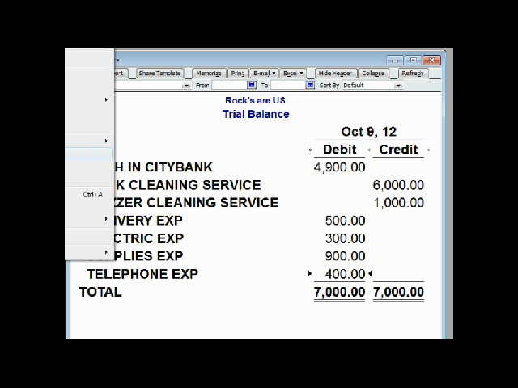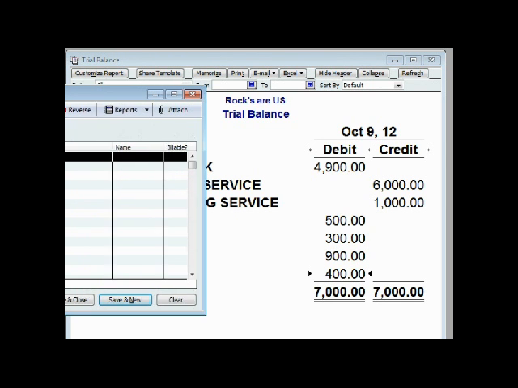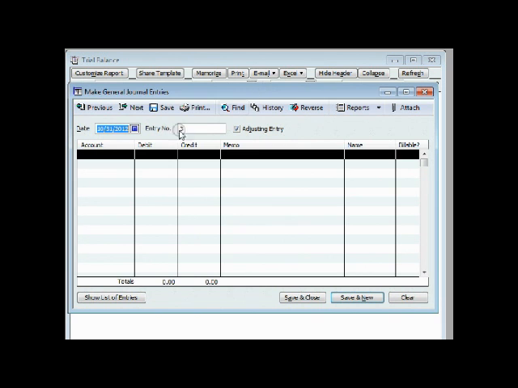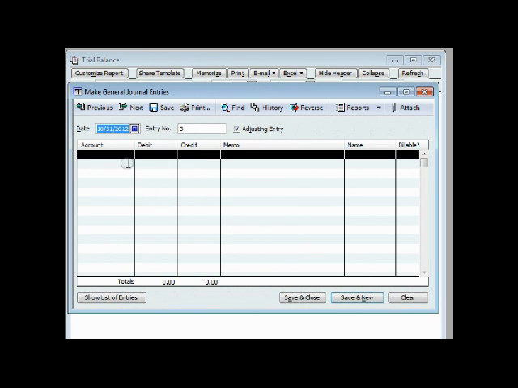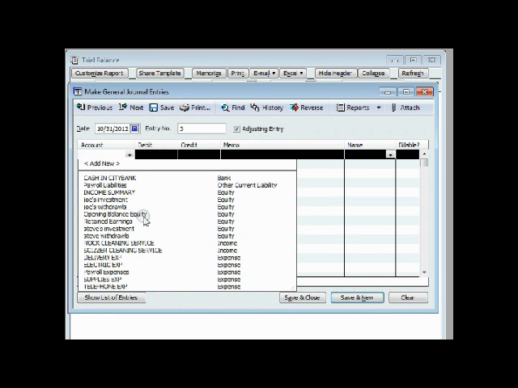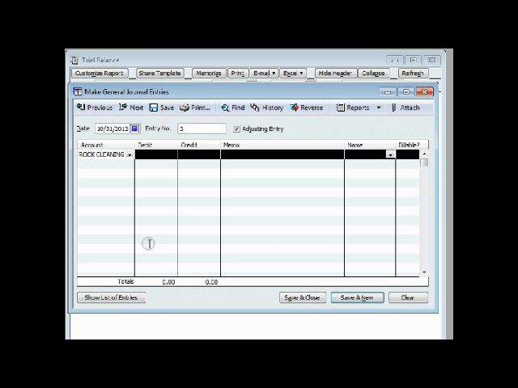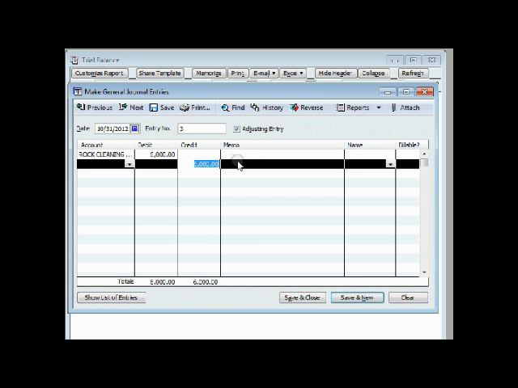We click Company, Make General Journal Entry, and our good friend, the journal entry window, opens up. Notice it's got to be done on the last day of the month. And again, we want to make the account 0. So I happen to remember that the rock cleaning service had a credit balance of $6,000, so I'm going to make a debit of $6,000 to wipe it out.